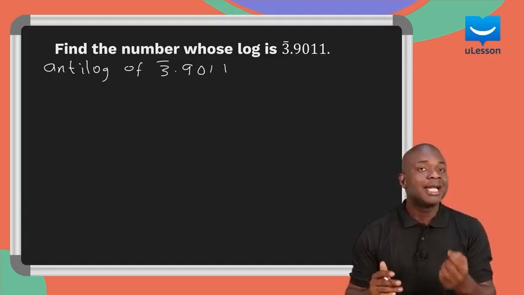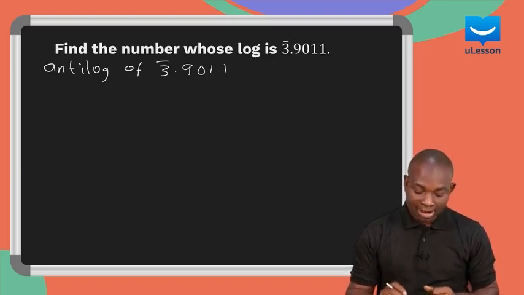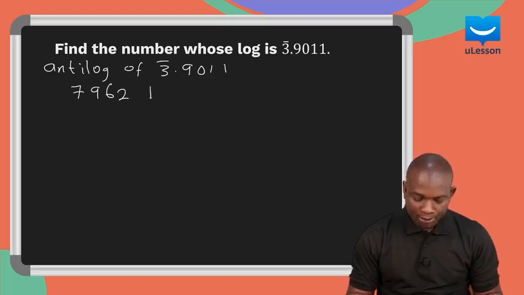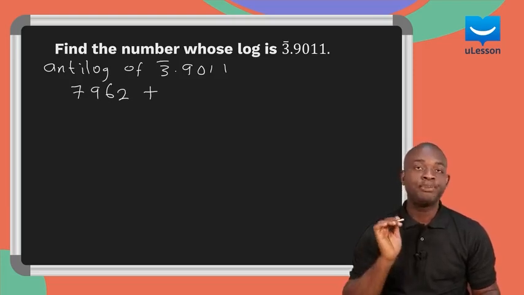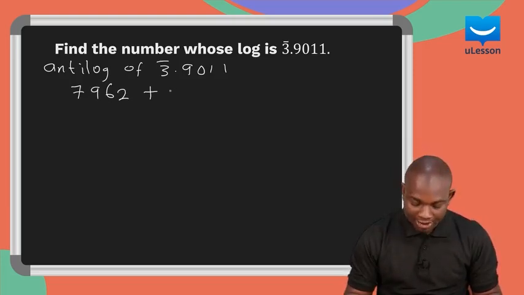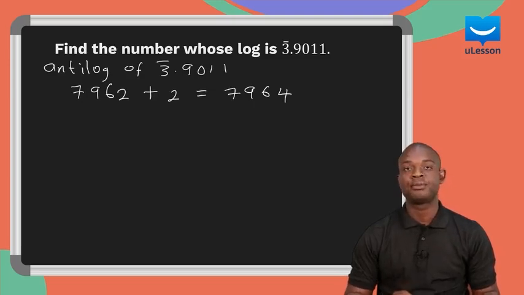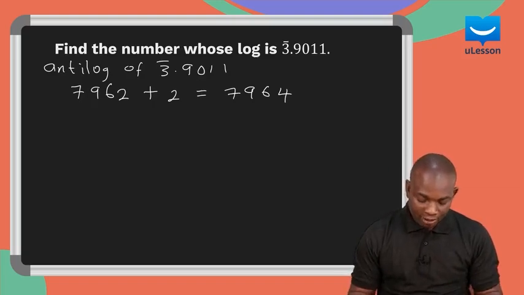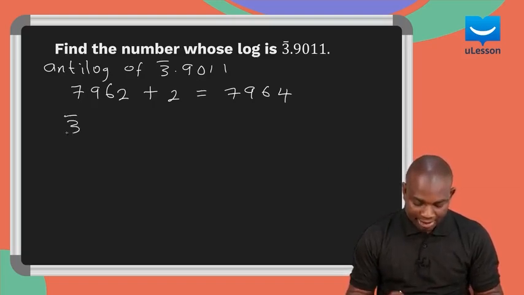Then we go to the anti-logarithm tables and we look for 0.90 under 1. Doing this, we have 7962. Then we proceed to the difference section and we pick the value under 1, and this is 2. So we add it to the value we got previously and we have 7964. Now we have to determine the position of the decimal point, and to do this we begin by adding 1 to the characteristic, which is bar 3. So we have bar 3 plus 1, which gives us bar 2.